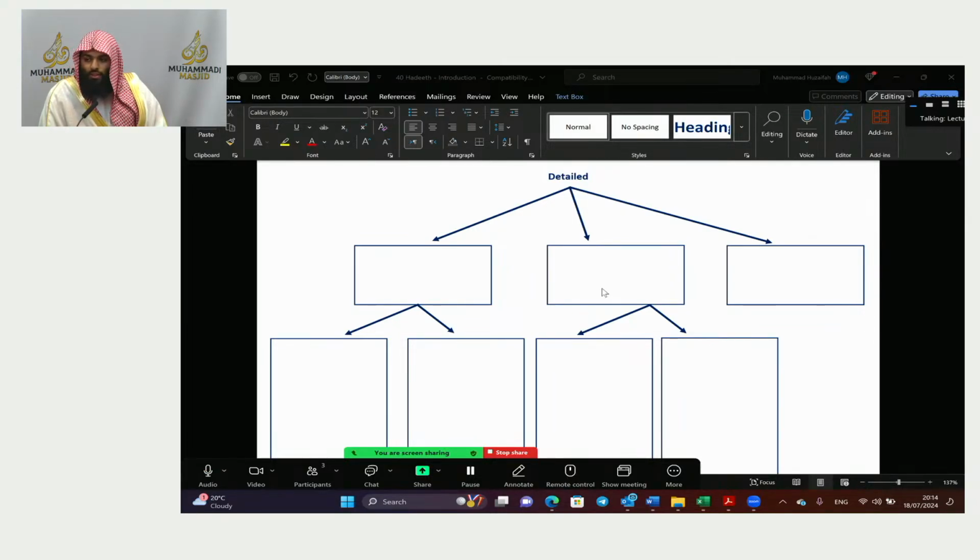Okay. Hasan is the exact same. We'll have Hasan li dhatihi, Hasan by itself, and then Hasan li ghayrihi, Hasan due to others.